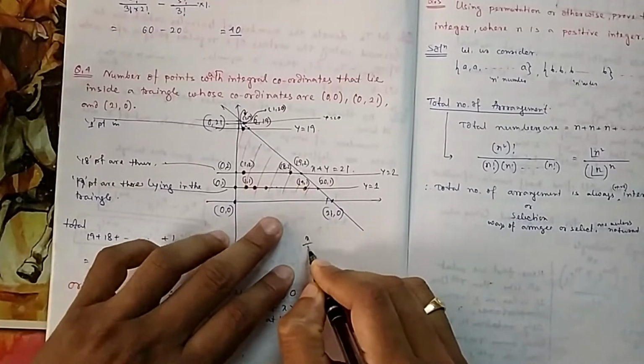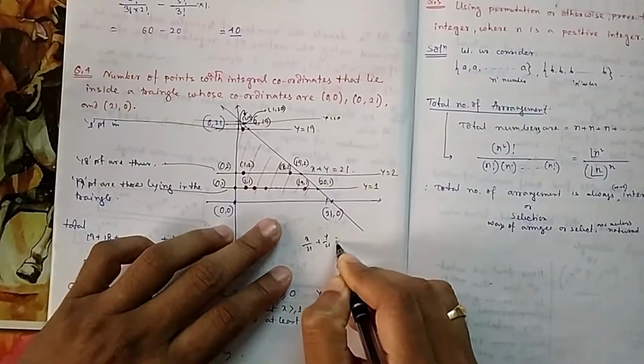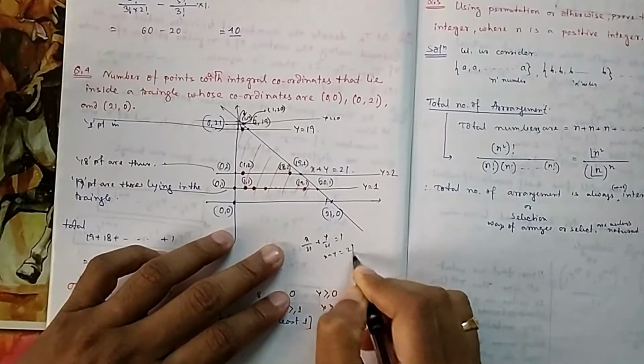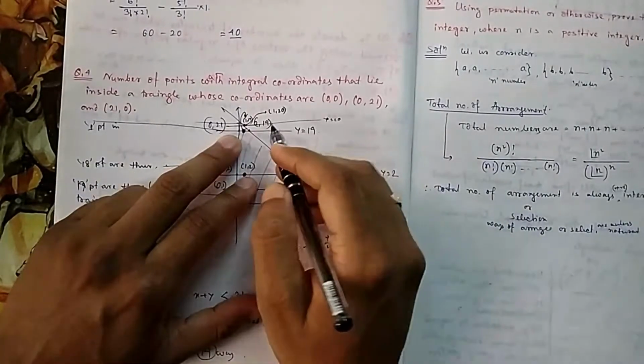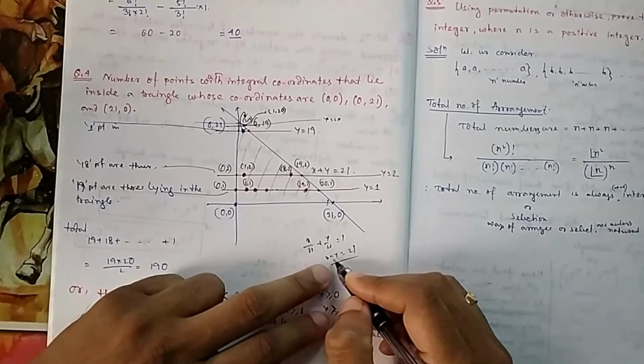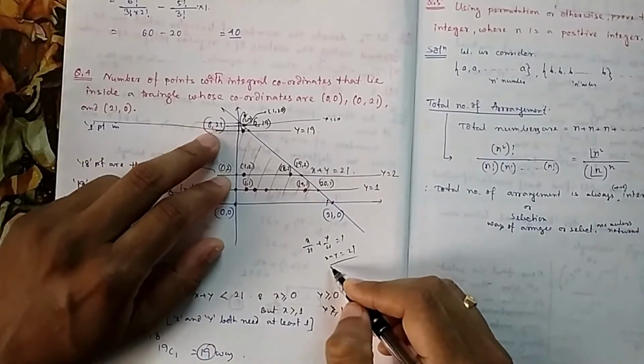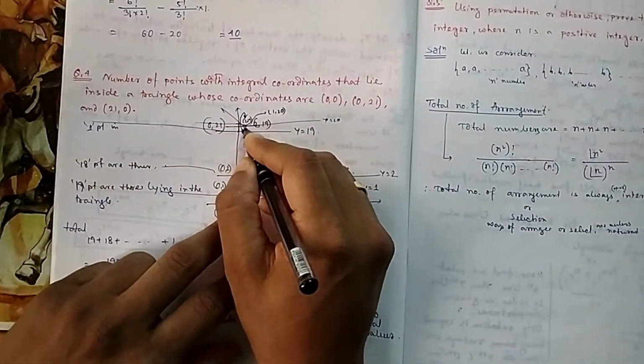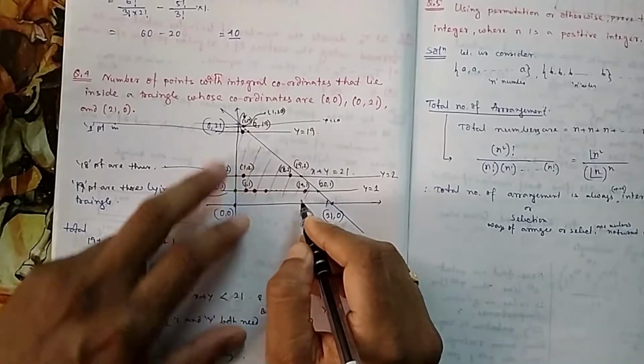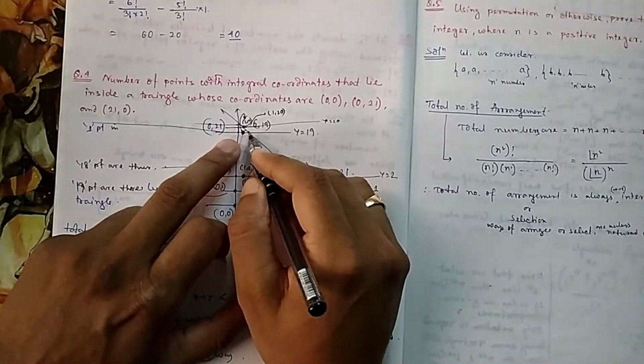Now you know this one, x by x intercept plus y by y intercept equal to 1. So the summation should always be 21 and it should be an integer. First it was 0, 21; next if you come to 1, 20. So this point will be 1, 20, but that is on the line, so it is not inside. If you come to the next, this point will be 2, 19.